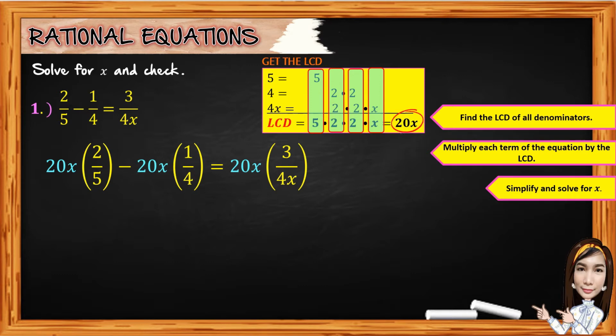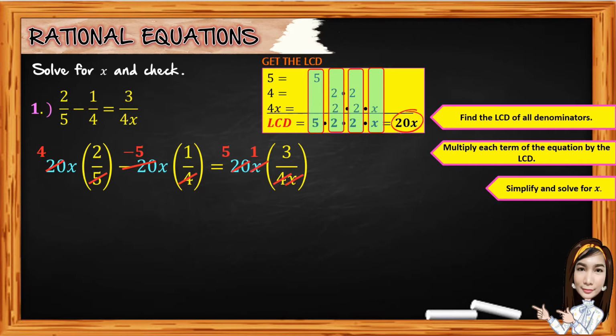So here, we can divide out or cancel the common factor on the numerator and on the denominator. And take note, the LCD 20x there is considered a numerator and the denominator is 1 and no need to write it. Then, let's divide: 20 divided by 5 is equal to 4. Then negative 20 divided by 4 is equal to negative 5. And on the other side, we have 20 divided by 4 is equal to 5. And x divided by x is equal to 1.